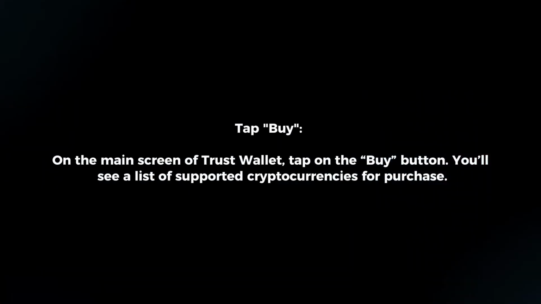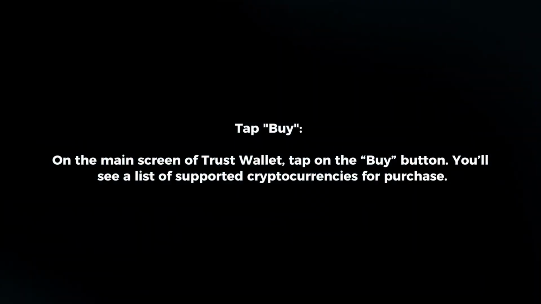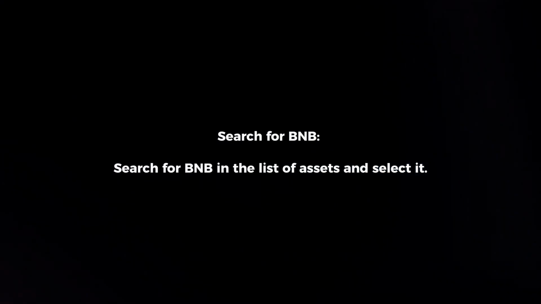Tap Buy. On the main screen of Trust Wallet, tap on the Buy button. You will see a list of supported cryptocurrencies for purchase. Search for BNB. Search for BNB in the list of assets and select it.